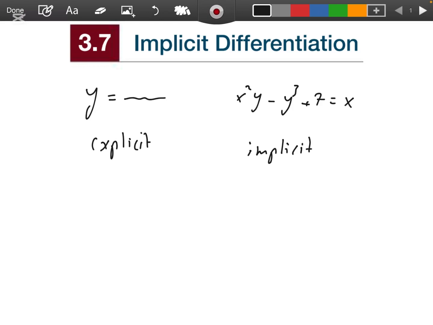All you need to know is to remember the chain rule. For example, if we have x squared, then the derivative is 2x. If you have y squared, then the derivative is 2y times y prime.